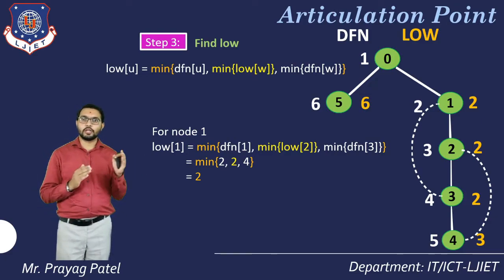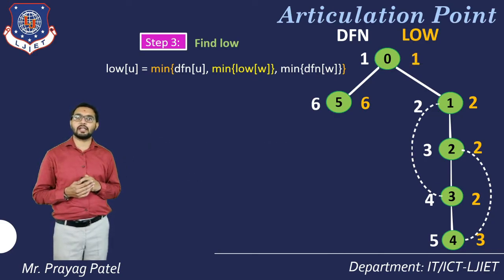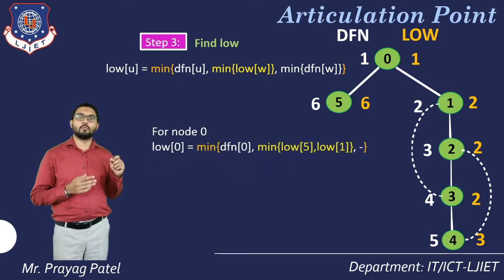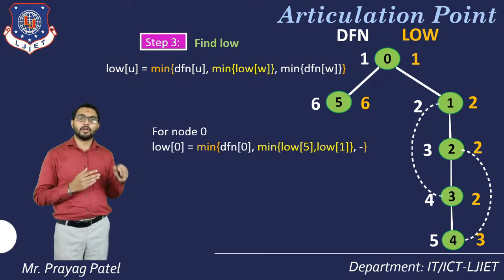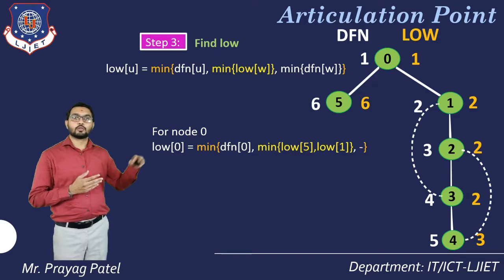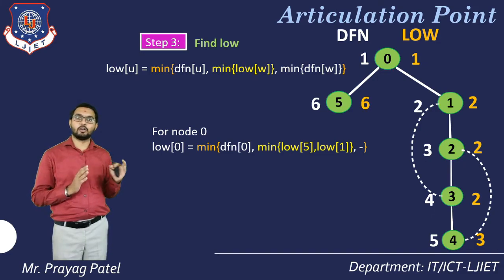Now, the last node. Which node is remaining? Node number 0. For node number 0, the same process applies. For node 0, low of 0 equals the minimum of DFN of 0, the minimum of low of 5, and low of 1. In this case, consider the two child nodes, so consider the minimum of low of 5 and low of 1. The third part is the back edge, and here a back edge is not available. So consider only two parts.